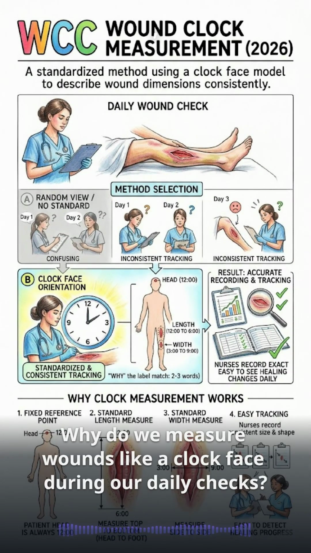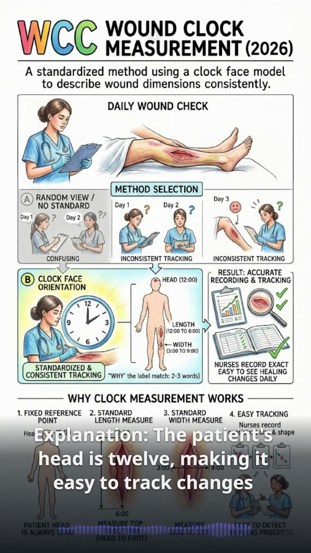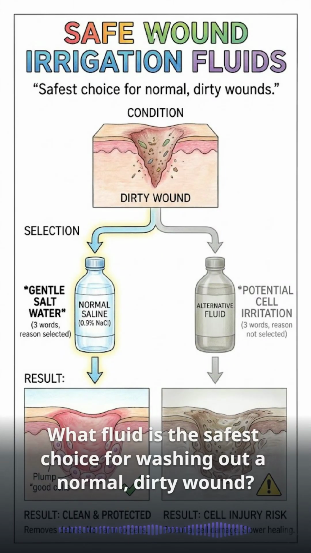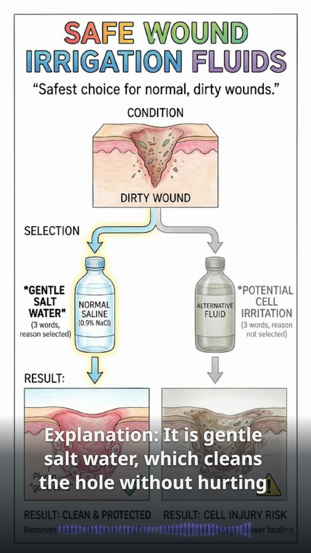9. Why do we measure wounds like a clock face during our daily checks? Measuring like a clock helps every nurse record the exact size and shape. The patient's head is 12, making it easy to track changes every day. 10. What fluid is the safest choice for washing out a normal, dirty wound? Normal saline is always the safest fluid for washing out a dirty wound. It is gentle salt water, which cleans the hole without hurting good cells.